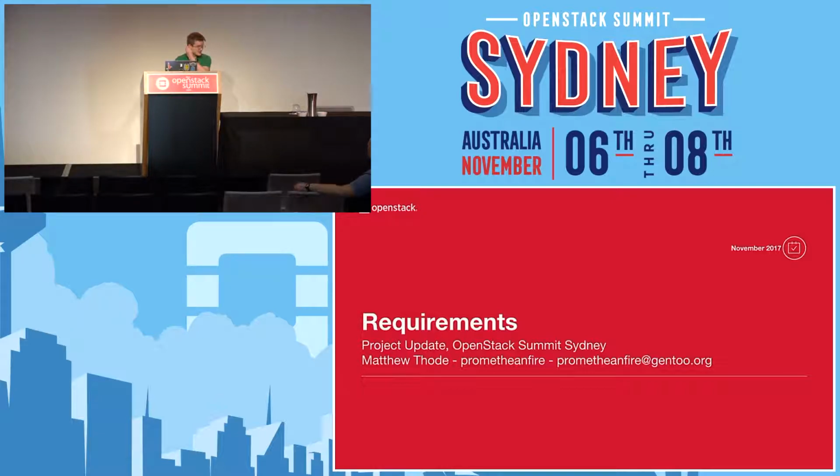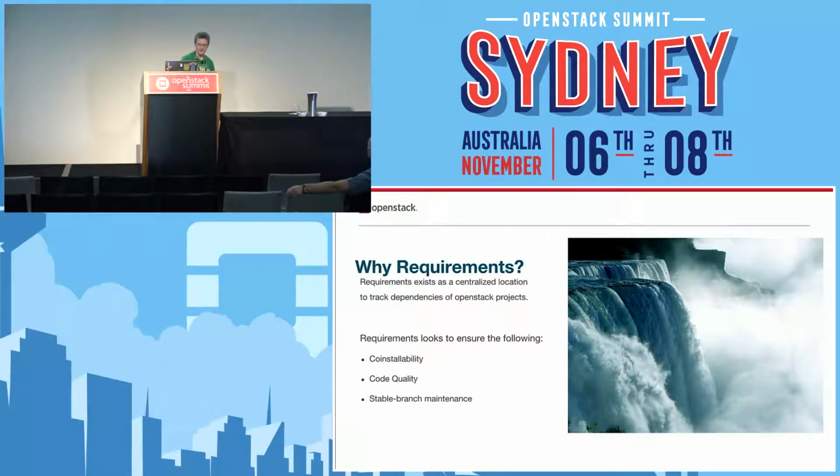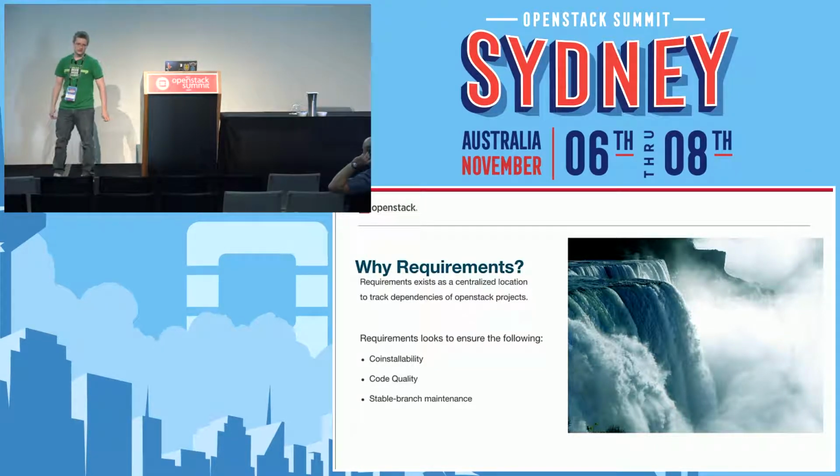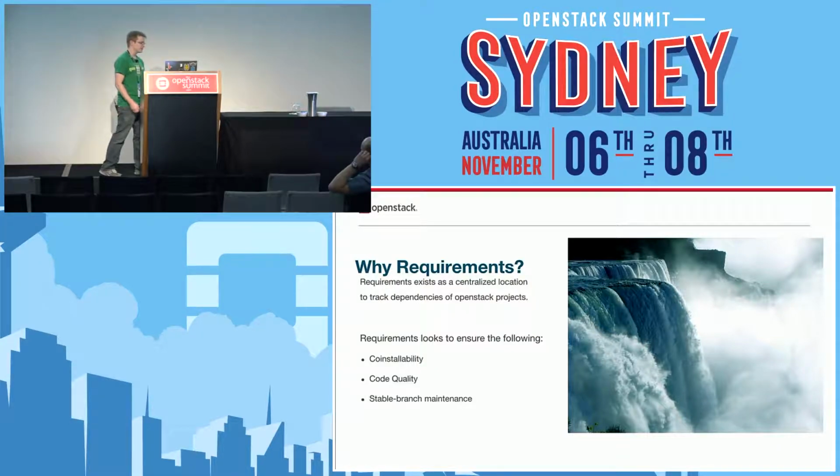This is going to be a quick talk. There's not much. Requirements is a fairly consistent project most times, so there's not much to update on, but here we go. So why use requirements? Requirements is around so that we can ensure that co-installability between different projects works and is consistent. We have upper constraints to have consistent testing within OpenStack, so everyone is testing the same versions of the same libraries.